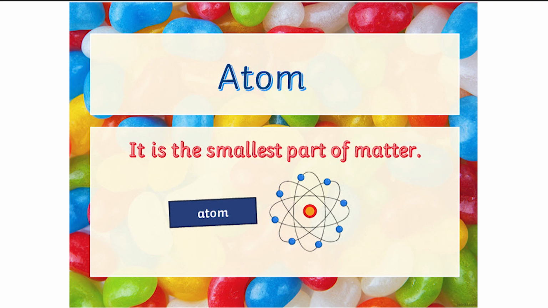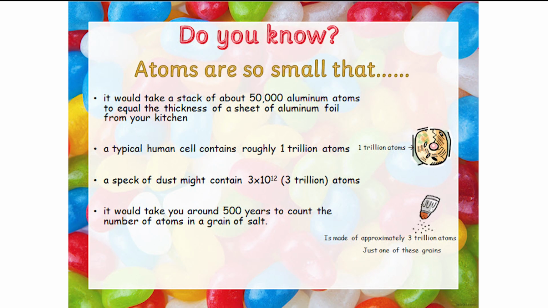Do you know? You need a stack of about 50,000 aluminum atoms to equal the thickness of a sheet of aluminum foil from your kitchen. Which one is smaller, an atom or a human cell? A typical human cell contains roughly 1 trillion atoms. So, an atom is way smaller than a human cell. A speck of dust might contain 3 trillion atoms.